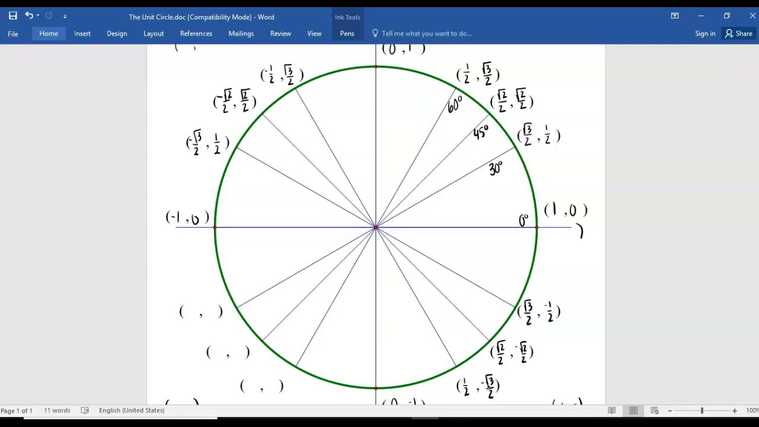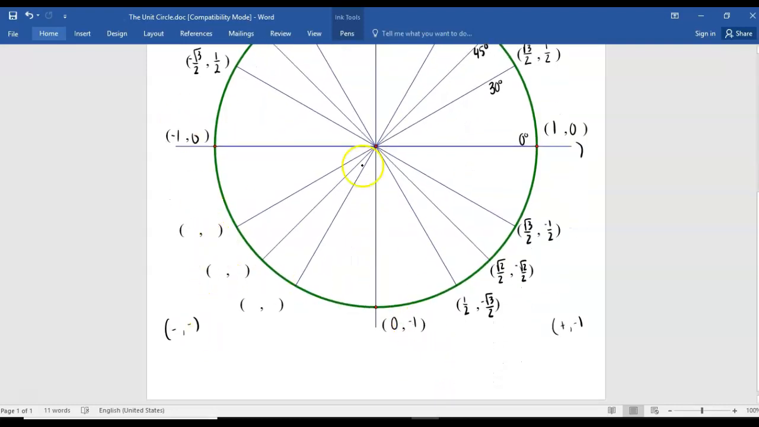And then for the last quadrant, that third quadrant, we could think of flipping either this point over the y-axis or this point over the x-axis. So we'll end up with negative square root of 3 over 2, negative 1/2. Here, we'll have negative square root of 2 over 2, negative square root of 2 over 2. And here, negative 1/2, negative square root of 3 over 2.